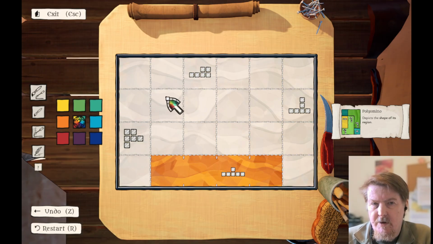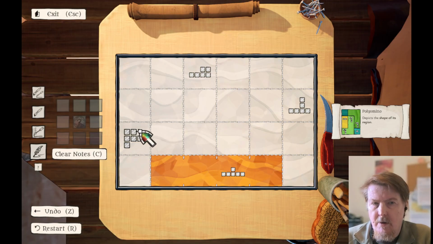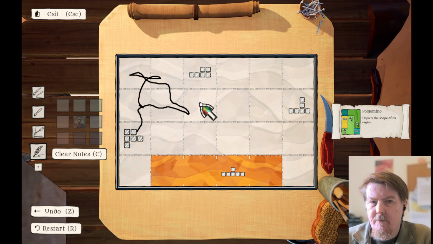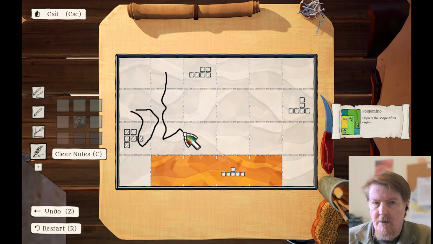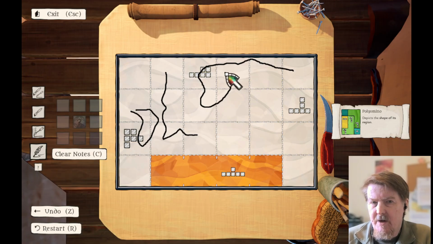If this one just went in the obvious cells for it, then this is going to overlap with that. So this one has to be rotated. So if we rotate it and put those in, then this one could be upside down.